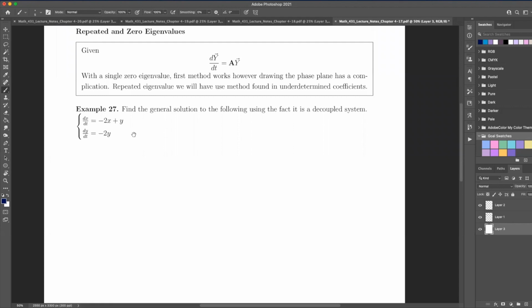All right. So here, let's go ahead and do this. So this becomes -2, 1, 0, -2. We're going to find the eigenvalues, the lambdas here. When we find that, can we actually just read these off? Yeah, we can literally read these off as lambda 1 equals lambda 2 equals -2.